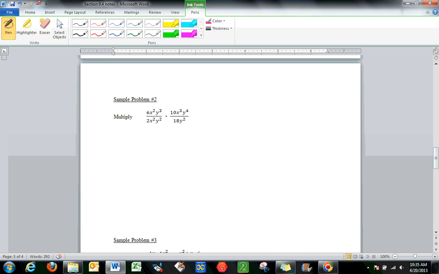Okay, so if we were to multiply the numerators together, we would get 6 times 10, which would be 60. We're going to get x squared times x to the 3rd, which, remember, we add the exponents if they have the same base. And y to the 3rd times y to the 4th is going to give us y to the 7th. Now we're going to multiply the denominators. So 2 times 18 is going to give us 36. x squared times no other x value on the other side is just going to leave us x squared. And then y squared times y squared is going to leave us y to the 4th.